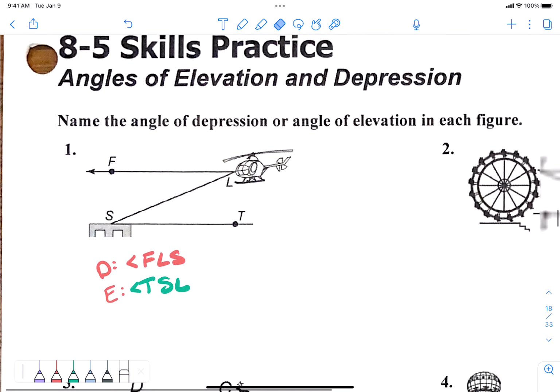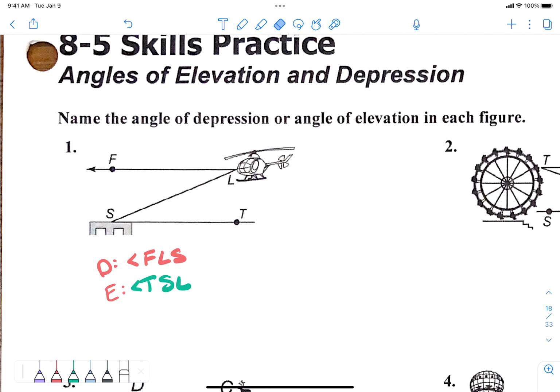They fought with me. I thought you had to do the depression and elevation for each one. But Luke was like, no, it says or. Name the angle of depression or angle of elevation in each figure. And I'm like, whatever. So I let him have it. I said, okay, fine. Just label one of them, whichever one you want to label, because if you know one of them, you know the other one. So 2, 3, 4, just name one or the other. But tell me which one it is, right? Good? Happy with that? Okay.